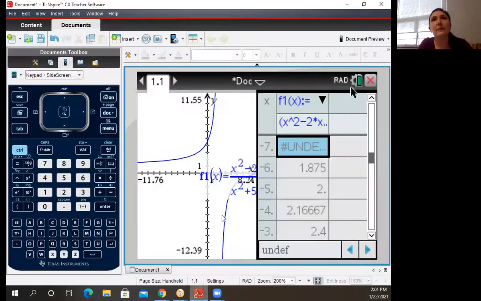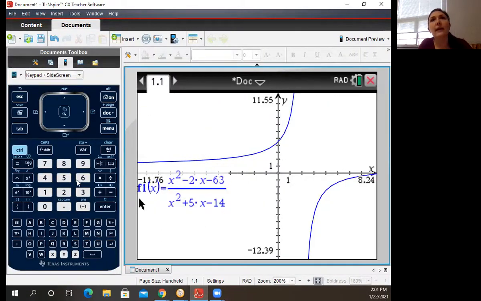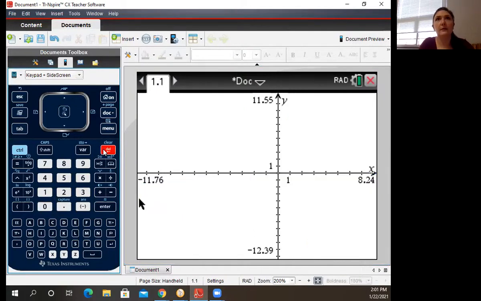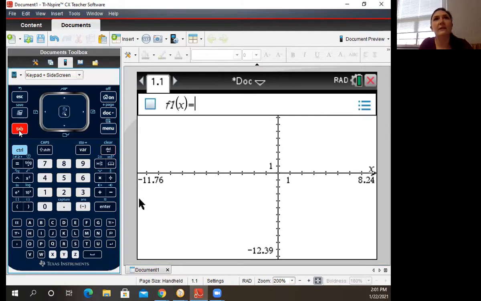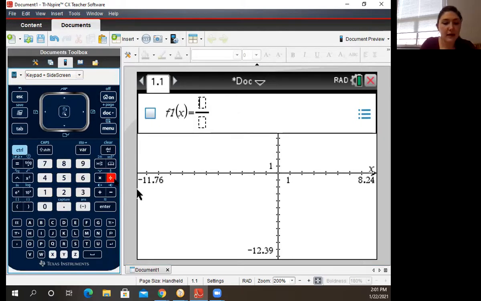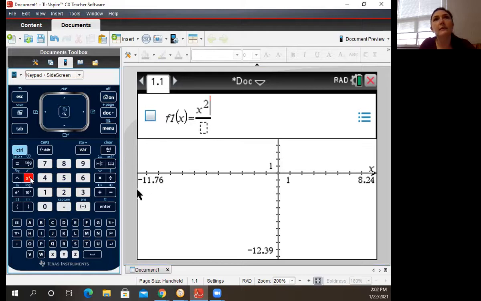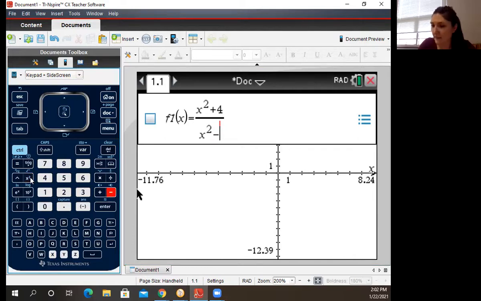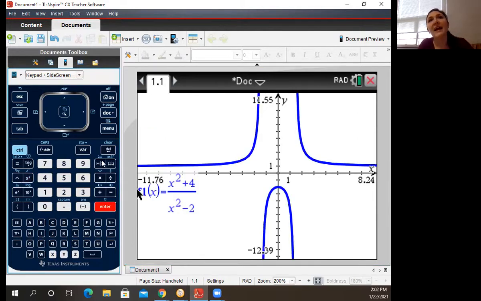So I'm going to grab up my calculator here. I've got an old graph here. Put that away, and I'm going to go ahead and get rid of that so we can graph this function to take a look and see. So let's go ahead and get our fraction set up there, and we've got x squared plus 4 over x squared minus 2. And I can see I have a horizontal asymptote here, right?